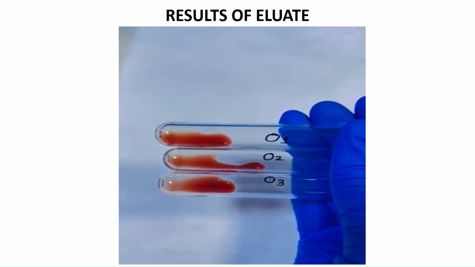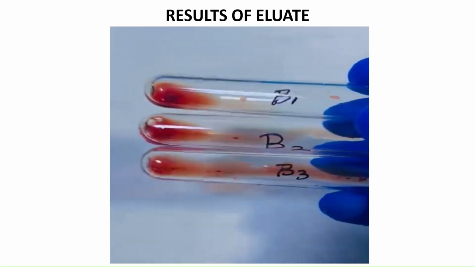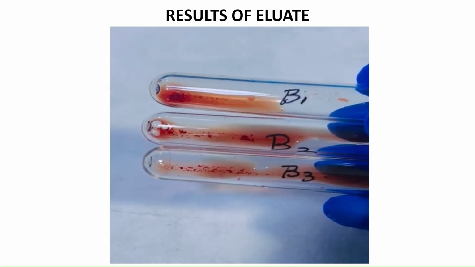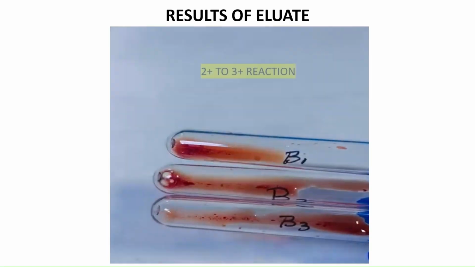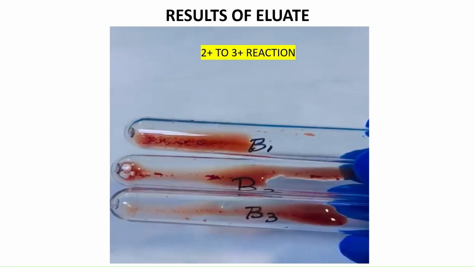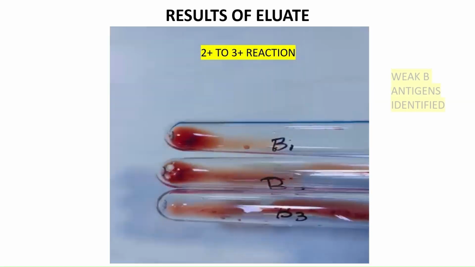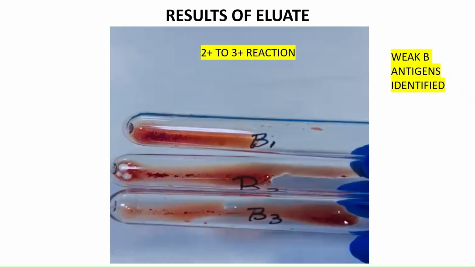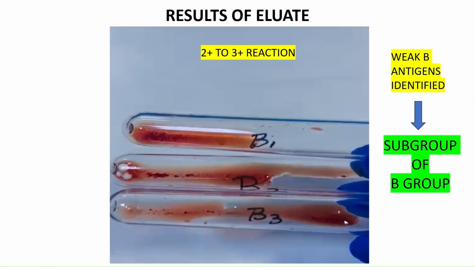So first in O1, O2 and O3 cells, we have got no reaction. Coming to the results of the eluate in B1, B2 and B3 cells, here we can see there is 2 plus, 2, 3 plus agglutination reaction in the test tubes, which shows that weak B antigens are identified. Hence the patient blood group is a subgroup of B group.